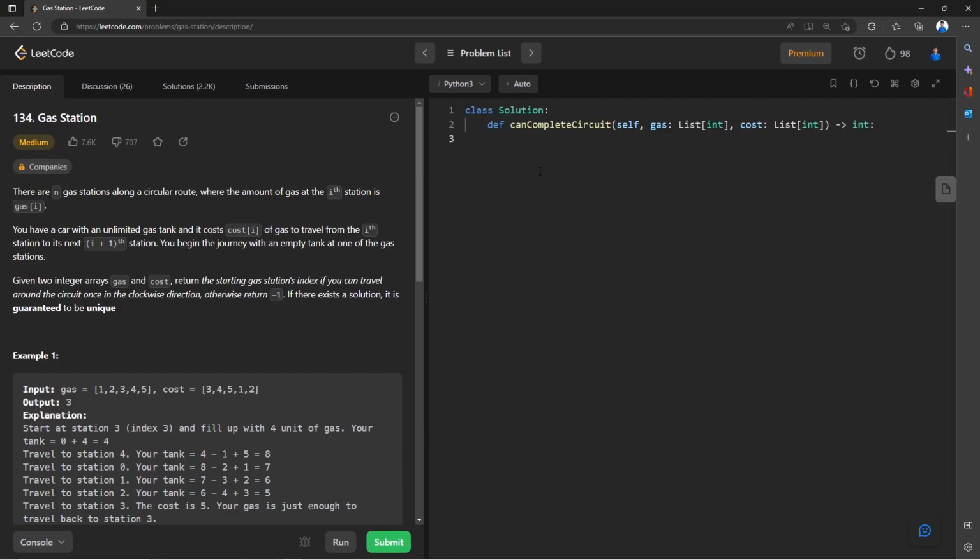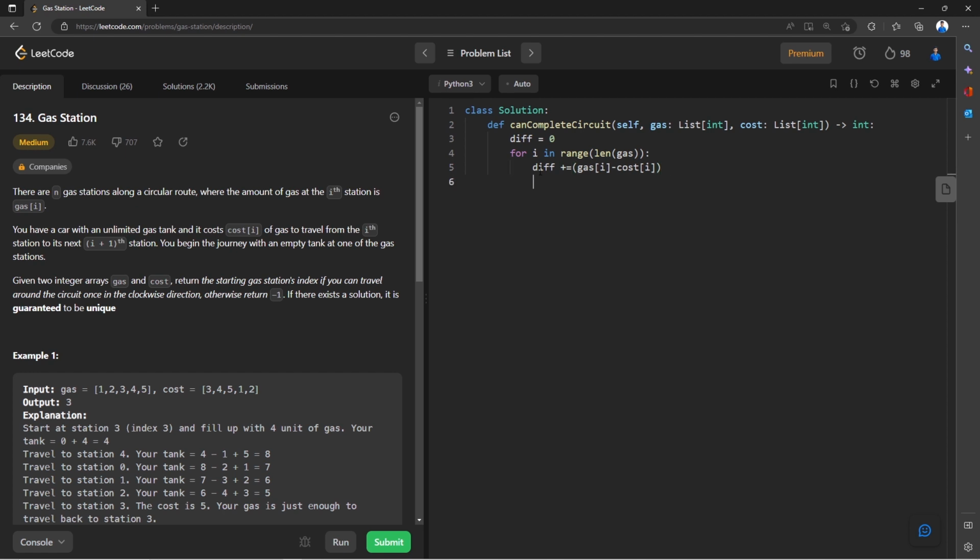Now guys, first of all, we are going to find the difference of every index so that we can say whether the solution exists or not. So we can say for i in range of length of gas or cost. So we are going to take gas, and here we are going to find the sum. So we are going to declare a variable as well. So I'm going to say difference, which is going to be 0. So we're going to say difference plus equal to gas of i minus cost of i. Fine. So this is going to help us that if difference is less than 0, that means we can't complete a circuit from any index.